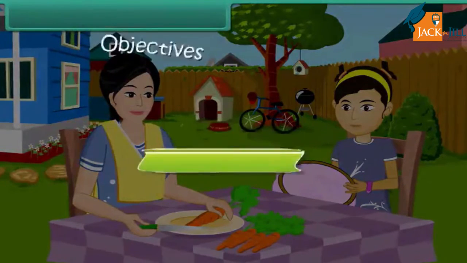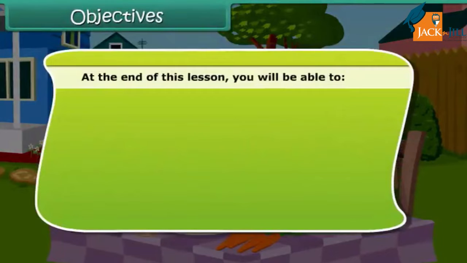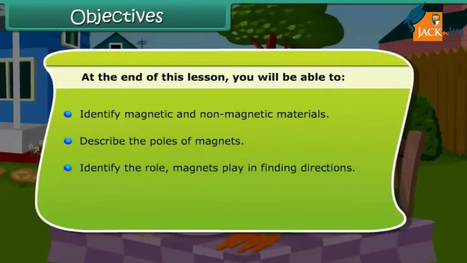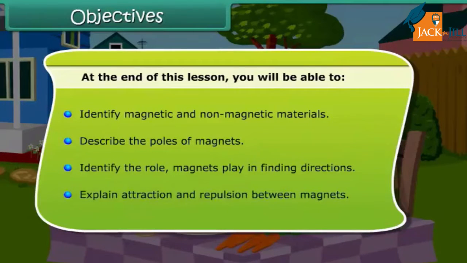Objectives. At the end of this lesson, you'll be able to identify magnetic and non-magnetic materials, describe the poles of magnets, identify the role magnets play in finding directions, explain the property of attraction and repulsion between magnets.